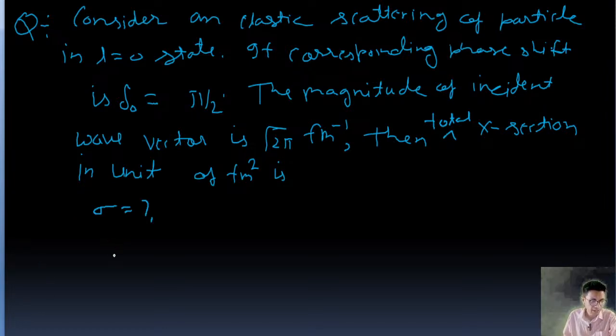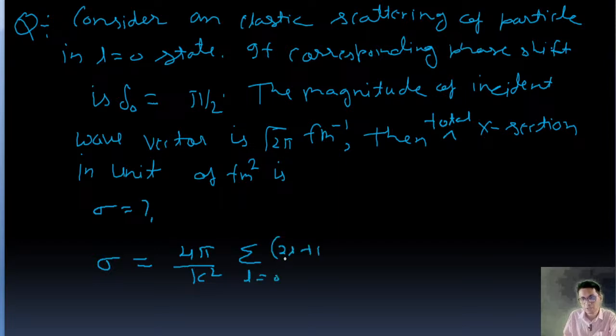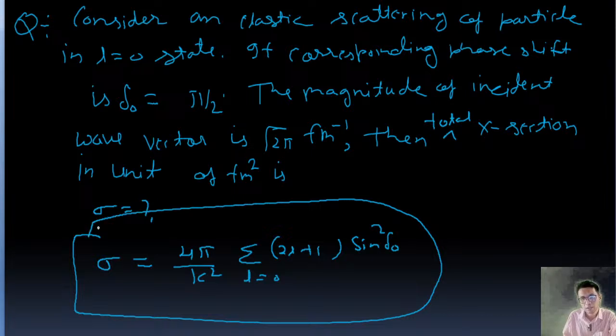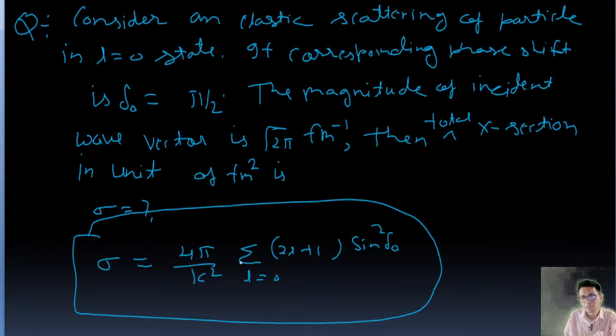So we have a formula, guys. Sigma equal to 4 pi upon k square, you need to note down, sum over L equal to 0 of 2L plus 1 into sine square delta L. This is the formula I have already explained, right? Here L equal to 0, so the value of sigma is going to be 4 pi upon k square into sine square delta naught, because this value L is 0.